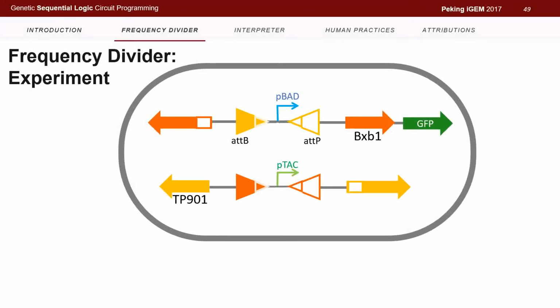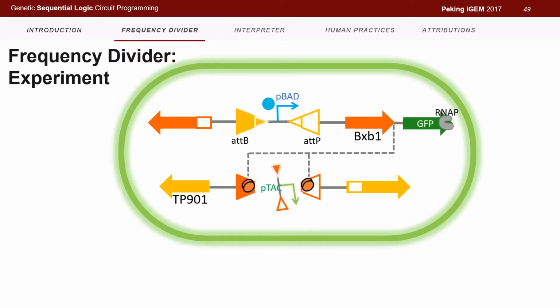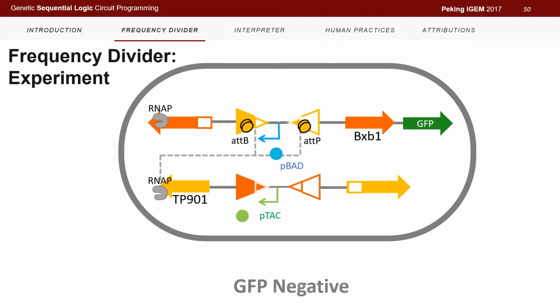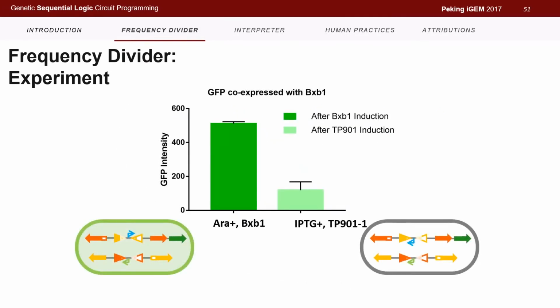GFP is co-expressed with recombinase, so when we add the first inducer, arabinose, recombinase BxB1 is produced and the cell shows green fluorescence. The lower promoter pTAC is flipped. When we add the second inducer, IPTG, recombinase TP901 is produced. The first promoter is flipped, and thus GFP transcription is closed. After the first induction with arabinose, GFP is expressed, and after the second induction with IPTG, green fluorescence is off.